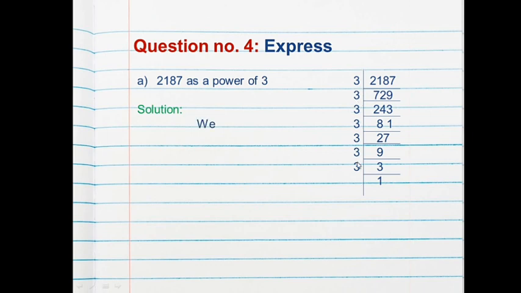So we will write 2187 as 3 into 3 into 3 into 3 into 3 into 3 into 3, which is equal to 3 raised to the power 7. So yes, what is given in the question? Express 2187 as a power of 3. So here we got 3 as a base and 7 as an exponent. Okay, we have expressed this number as a power of 3. So this is how we have to express any number as a power, whatever is given for it. So this method you have to apply.